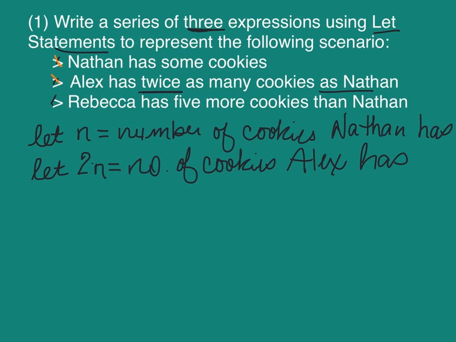And now finally, Rebecca has 5 more cookies than Nathan. Always start with let, and now my expression. How many, 5 more than Nathan? So I have to start with what Nathan has. Nathan has n, and 5 more means I'm adding 5 to it. So I've got n plus 5. So that's my last expression, and that's equal to the number of cookies Rebecca has.